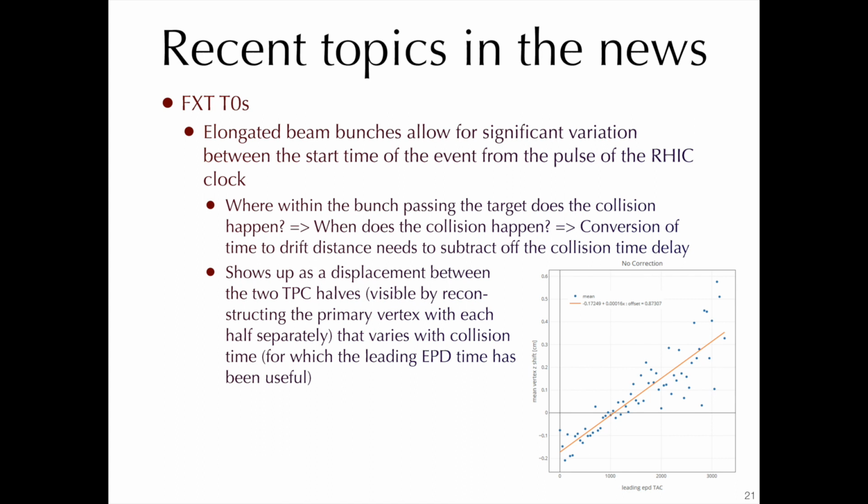And then the vertical axis is where we reconstruct a primary vertex from all the tracks in one half of the TPC versus all the tracks in the other half of the TPC. And those two vertices will get displaced if we've misinterpreted a time difference from when the collision happened as a time of drift. So this is showing that nice linear correlation. That's something that we can subtract out. So this hasn't been a very complicated thing to do, but it has been a new thing, and I just thought I'd mention it so people hear about T0s in the TPC for fixed target. That's what that's about.